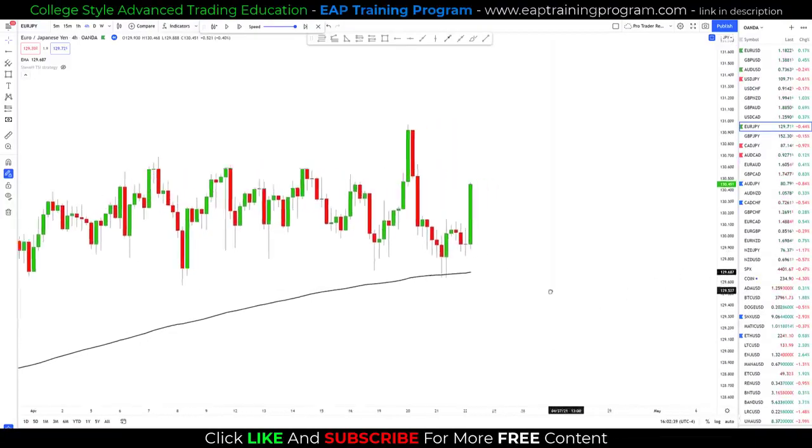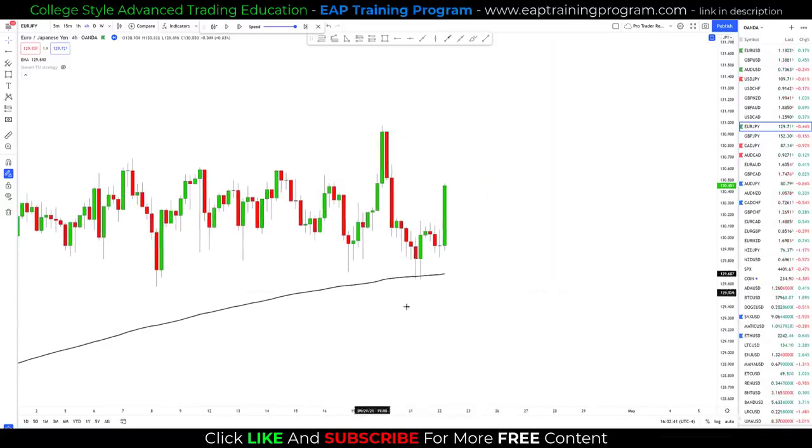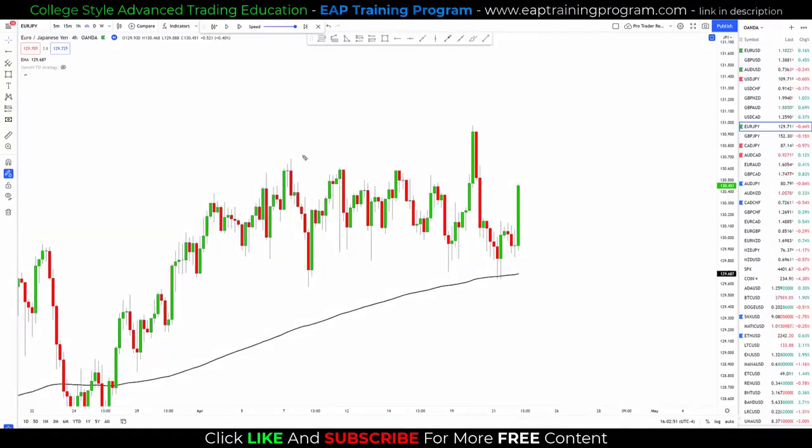So again, one of the only added confluences is that we have a 200 period moving average on the chart now. This is a really important part of this. What we want to see is price make a higher high, like this right here. This is our higher high.